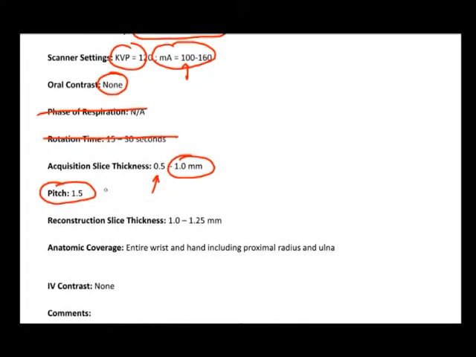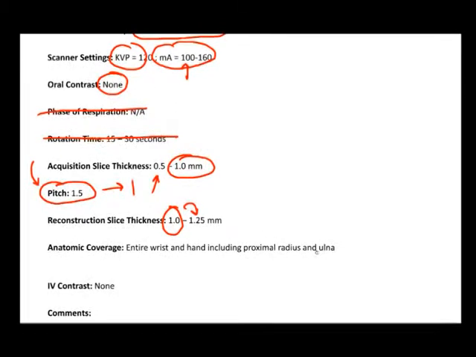Pitch is 1.5. However, the pitch could even be brought down to 1 if you're worried about resolution and you want to decrease the noise. However, a pitch of 1 is going to yield slightly higher dosage due to the fact that you're not moving as much with one rotation. Also notice that reconstruction slice thickness is going to be 1 to 1.25. We're going to stay on the small end on this. However, if we've got a large area to cover, 1.25 would be adequate as well, so that we don't bog down the PACS system and make it very laborious to look at the images to even see if there's anything wrong with the patient.